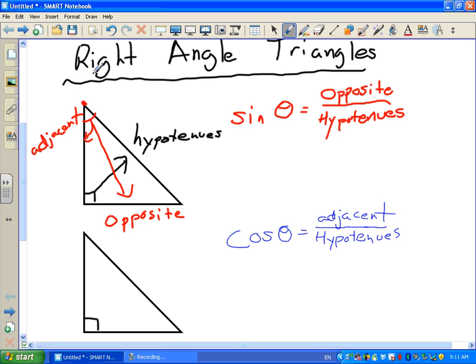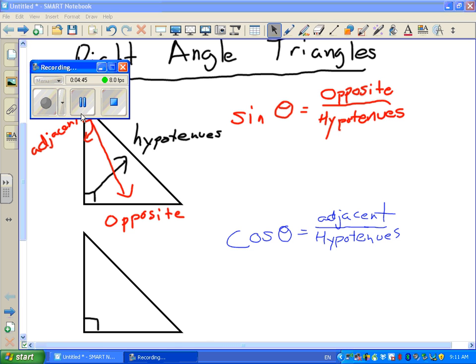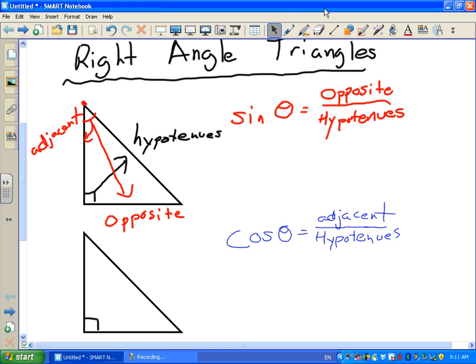Do you guys have any questions about that? Okay. All right. What I'm going to do is, let's say we're working with the other angle now. So take those all away.